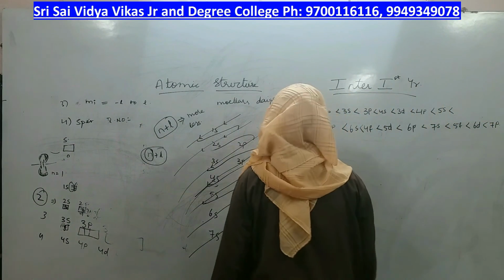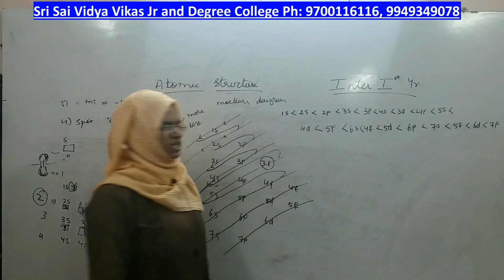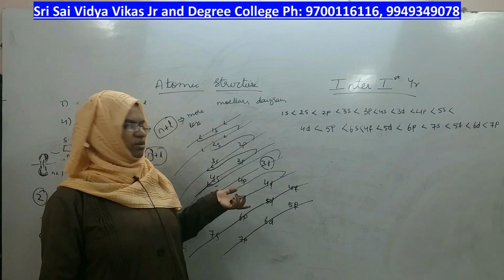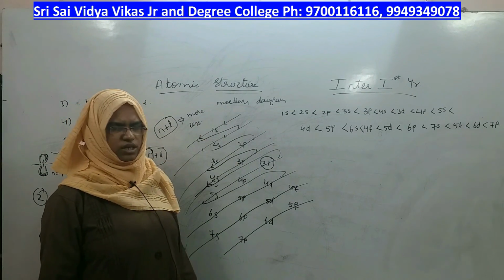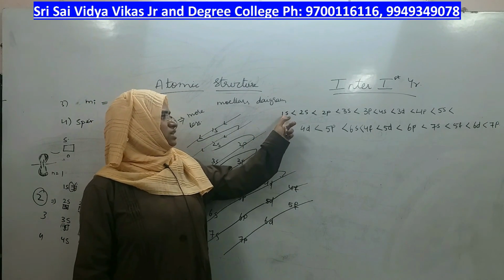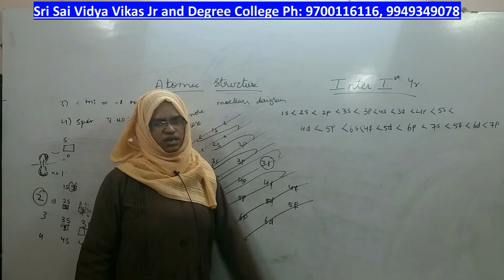This is the order of increasing energies of electronic configuration, made easy to remember by Moeller's diagram. Okay? Please copy Moeller's diagram and the order of increasing energies. On this side least energy, on that side highest energy.